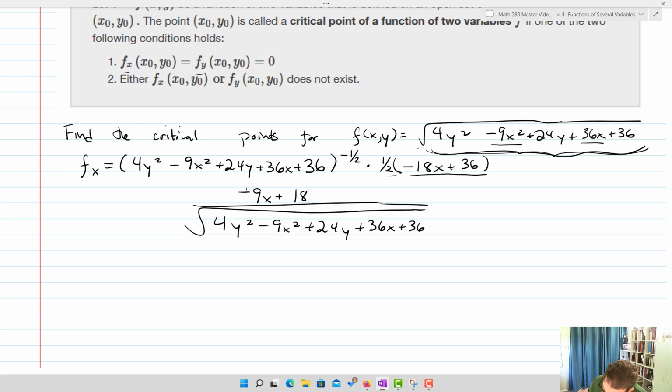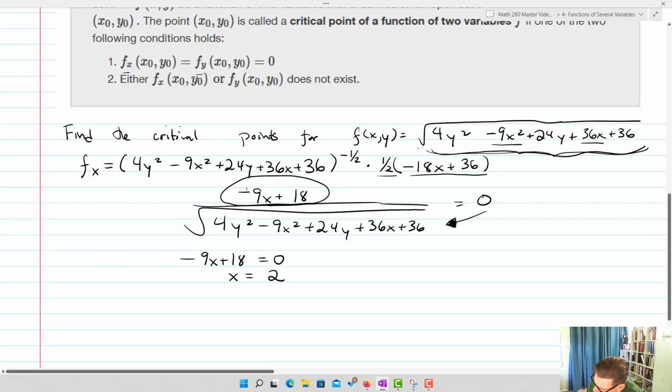Okay? So now what I need to do is set that equal to 0. What I want you to notice is if the bottom equals 0, we're going to end up having that partial not existing. We'll deal with that in just a little bit, because we're going to deal with that also when we do our y. But for this whole thing to equal 0, negative 9x plus 18 has to equal 0. Do a little algebra, and we end up with x has to equal 2. So that's our first requirement.